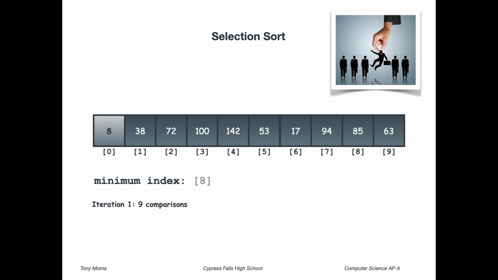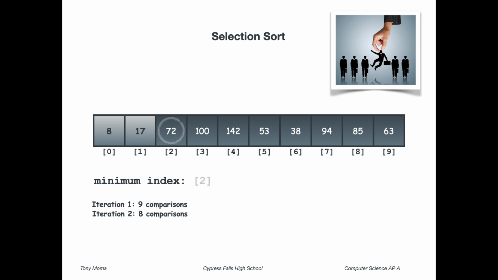So, on to the second iteration. Now we assume that index 1 is the minimum value remaining. But that's not our final answer, we're just assuming that for now. Compared to 72, 72 is larger, 100 is larger, 142 is larger, 53 is larger, 17 is smaller, so 6 becomes the new minimum index. 94, larger, larger, and larger. And that completes iteration 2, and now we're going to swap 6 with index 1. And during that iteration, we executed 8 comparisons.